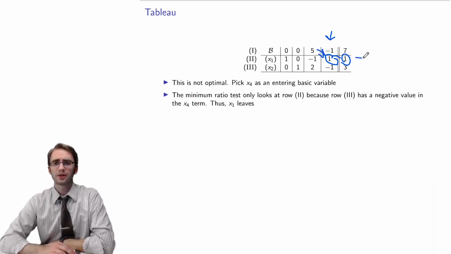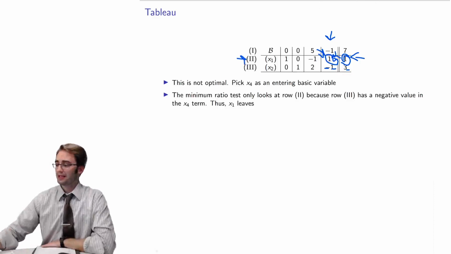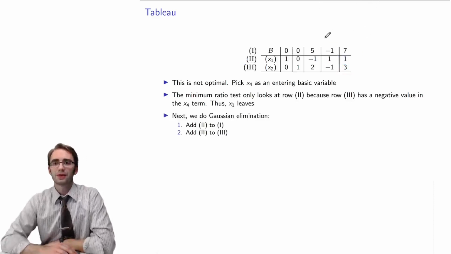And in this case, there's only this variable here that has that happen, because you've got a -1 here in the third row. And so you don't divide 3 by -1. That is not an operation that you do. You would look at this and you would say, well, there's only one positive value here that can act as a denominator, which means for sure x1 is going to leave. So at this point, I've now decided that x4 is going to enter and x1 is going to leave, and you do your Gaussian elimination.